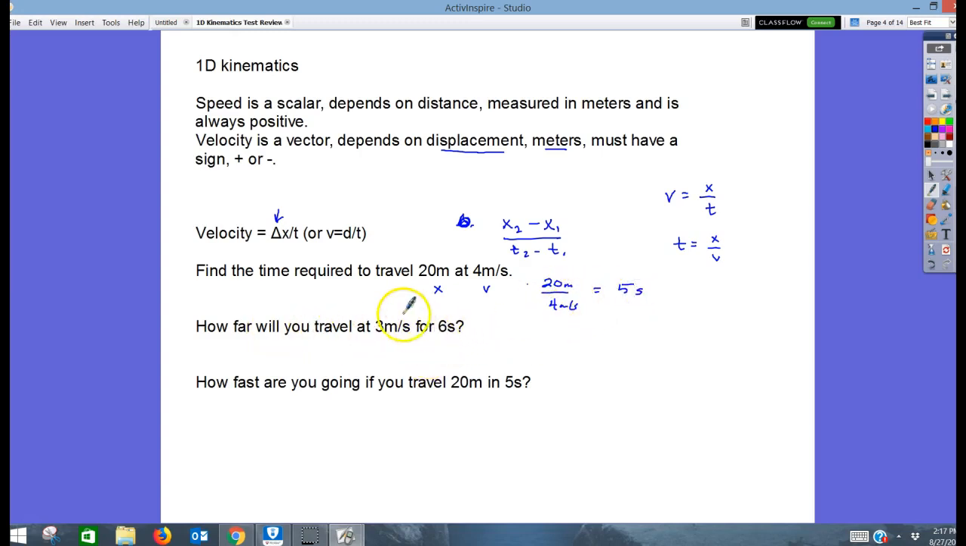How far will you travel at 3 meters per second for 6 seconds? So again, using this equation, distance is equal to velocity times time. And so that's 3 meters per second times 6 seconds, or 18 meters. And how fast are you going if you travel 20 meters in 5 seconds? Velocity is distance over time. So 20 meters in 5 seconds equals 4 meters per second. So those are some examples of using the simple velocity formula.